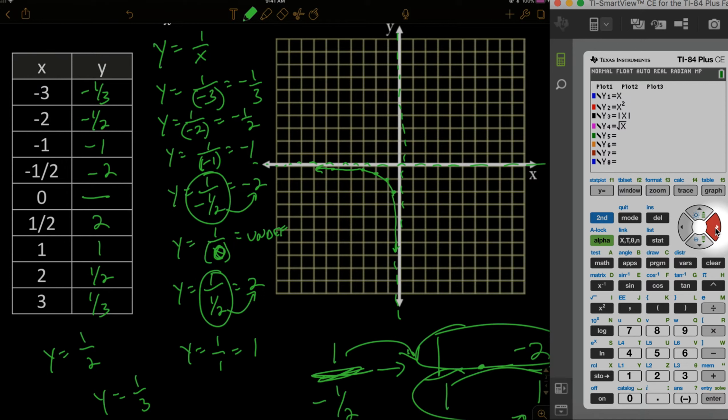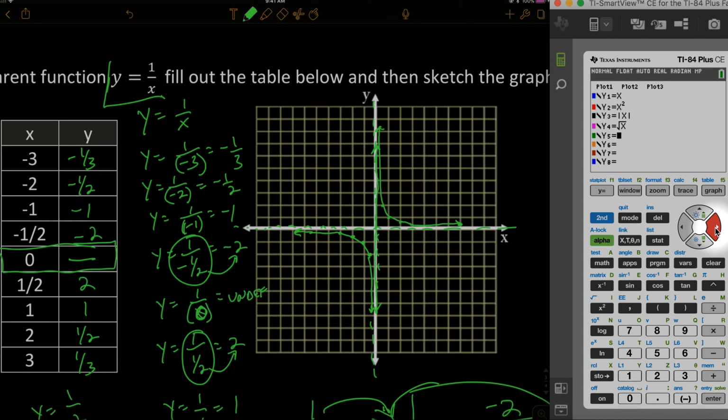The other side, 1/2, 2. Get rid of these. They're a little bit in the way. So if I go over 1/2, I go up 2. Then I've got 1, 1. Then I've got 2, 1/2. Then I've got 3, 1/3. This graph will sort of do the same thing over here on this side. Never touching them. Something to note. Notice that the x value 0 has no y value. If I go up, I never hit the curve. If I look down, I never hit the curve. So 0 has no y value because you can't divide by 0. So that's what the graph of that looks like. You need to know that 1 over x looks like this funny thing here.